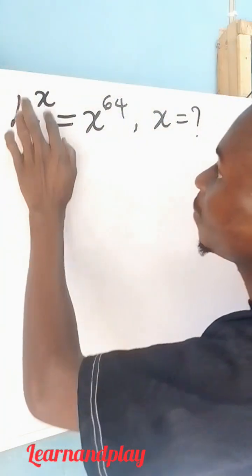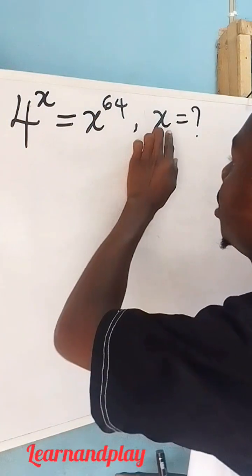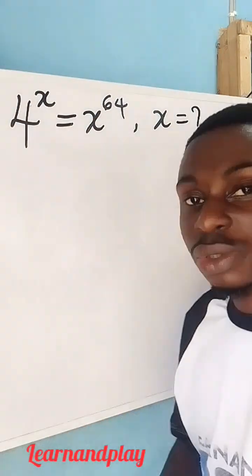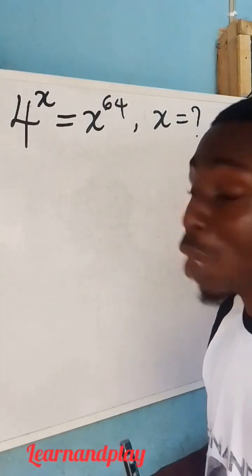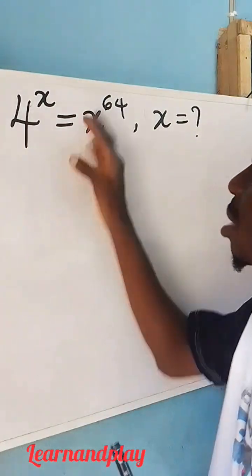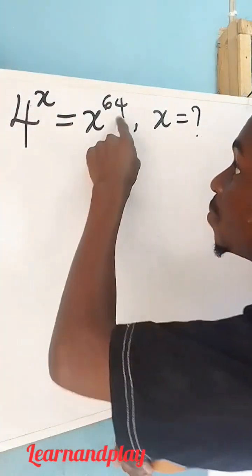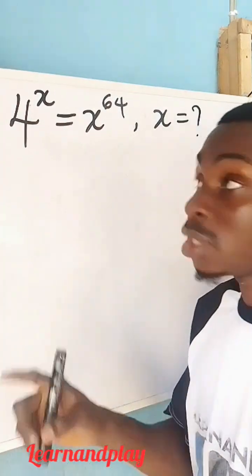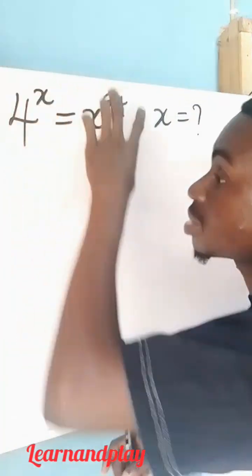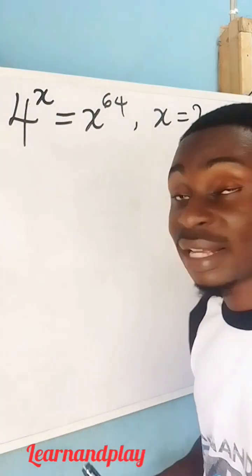So the question is: 4 to the power of x equals x to the power of 64. The value of x is equal to what? Now, what we are going to do in this exponential equation is to raise both sides to the power of 1 over 64, that is the reciprocal of 64. So let's raise both sides to the power of 1 over 64.